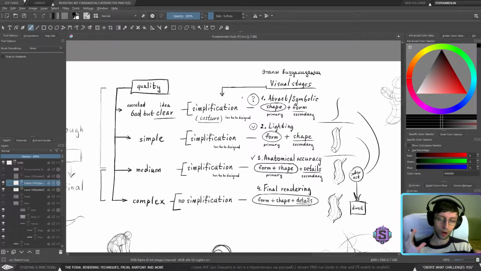When you right away try to visualize something in its complexity, it doesn't work well. I need to focus on something super simple and create a step-by-step gradual complication, when we start with a super simple thing, not focusing on quality. At this stage we're not thinking about quality at all.